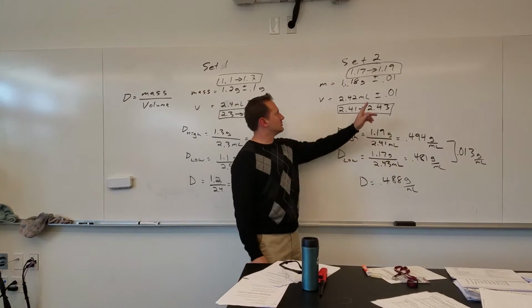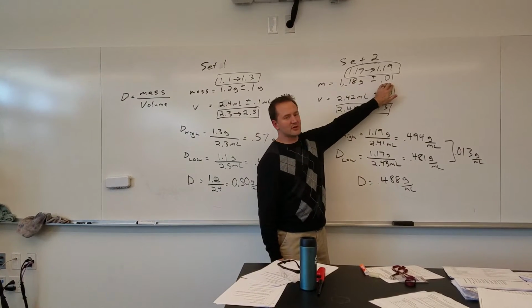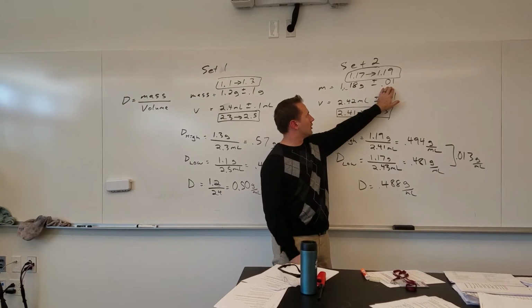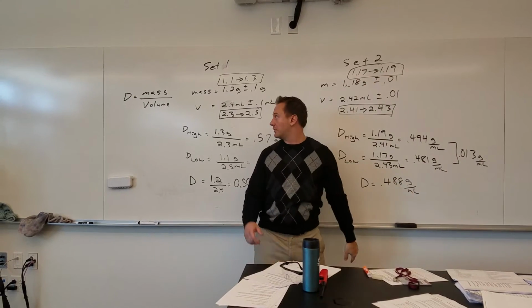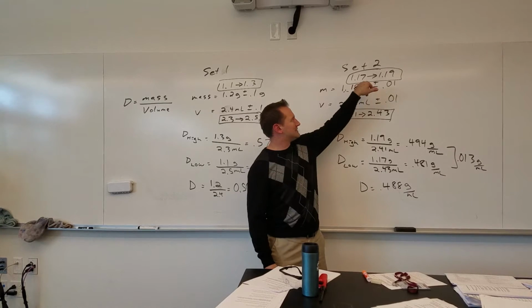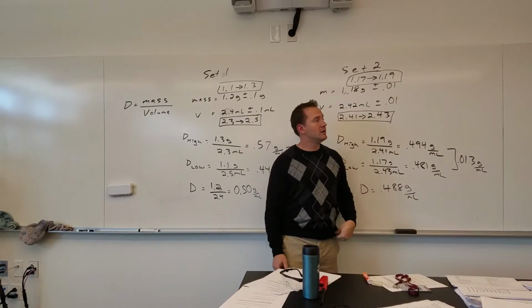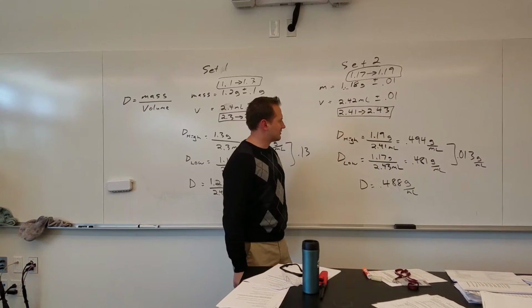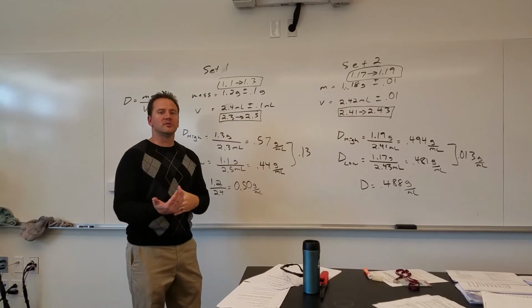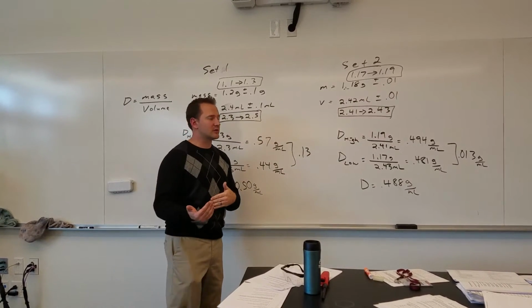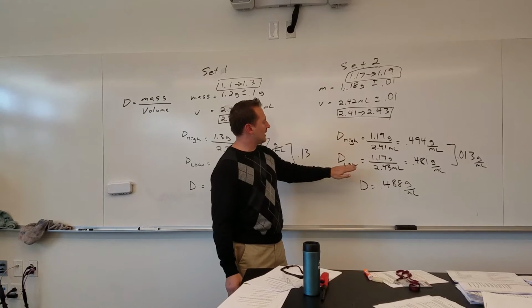In the second set, using 3 sig figs, our uncertainty is to the hundredths place, which is much smaller. Then our range goes from being that large to 1.17 to 1.19, and then our volume does the same thing. So what we can do to figure out how much the uncertainty is going to affect our answer is calculate a high and low value.